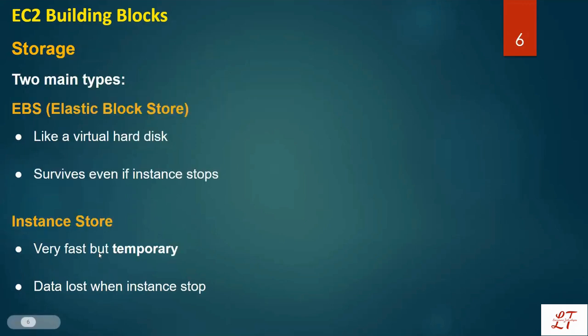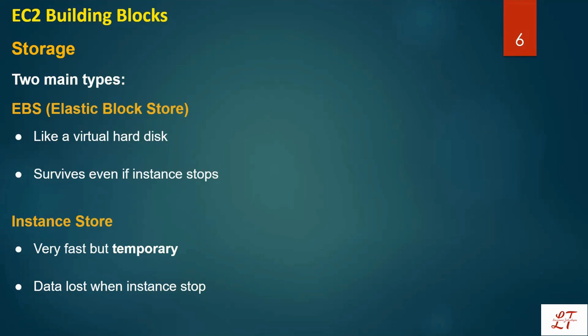Coming to storage, there are two types of storage. One is Elastic Block Store. Consider Elastic Block Store as a virtual hard disk. You can simply connect it to your EC2 instance if you want to store your data in an external hard disk. And if something happens to EC2, like if your EC2 stops working, the data that was inside the EC2 can still exist in EBS. So it's basically a hard disk, like an external hard disk. You can consider it that way.